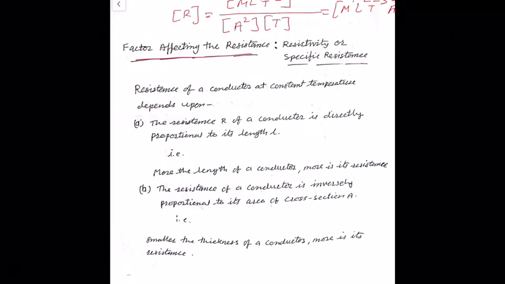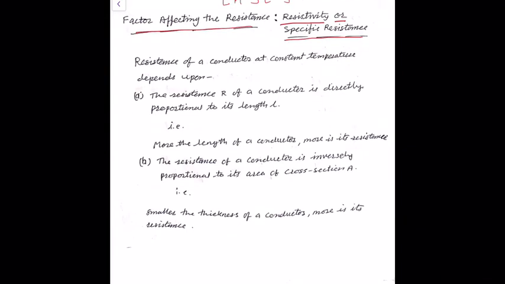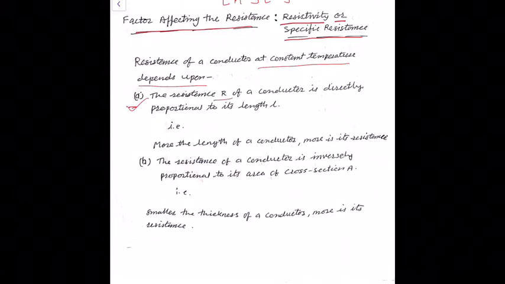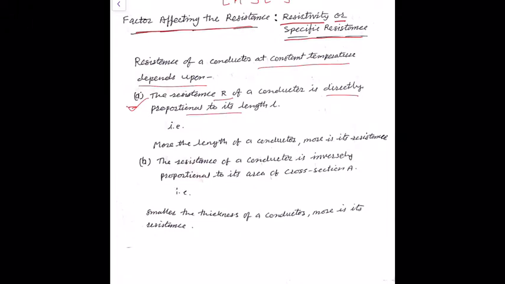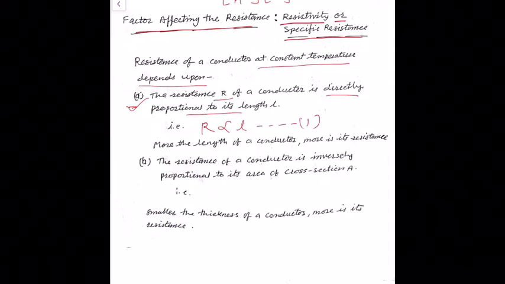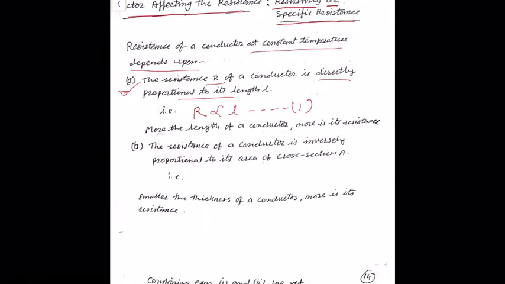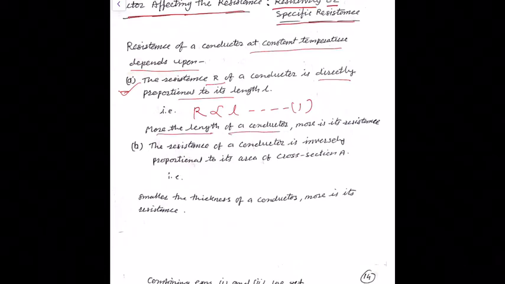Factors affecting the resistance or resistivity or specific resistance. Resistance of a conductor at constant temperature depends upon: A. The resistance R of a conductor is directly proportional to its length, that is R is proportional to L. It is equation first. More the length of a conductor, more is its resistance.